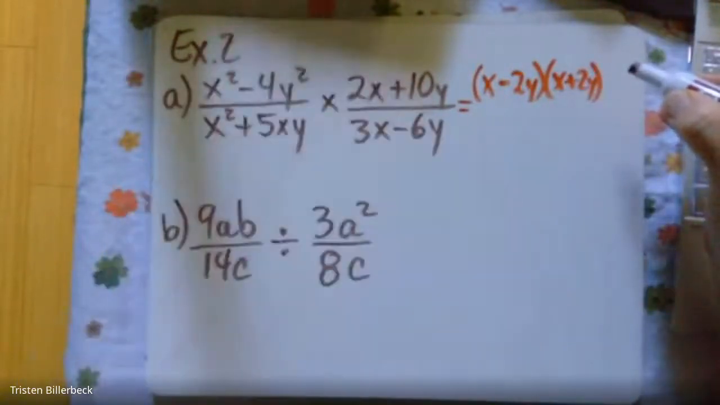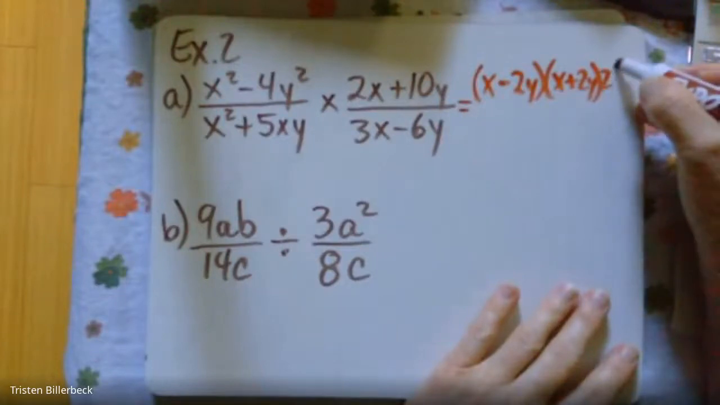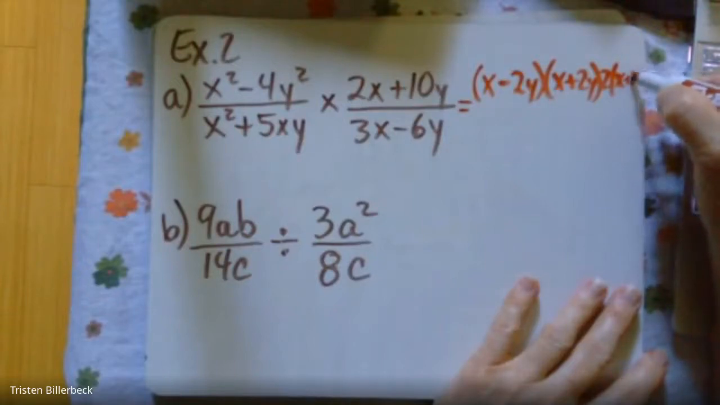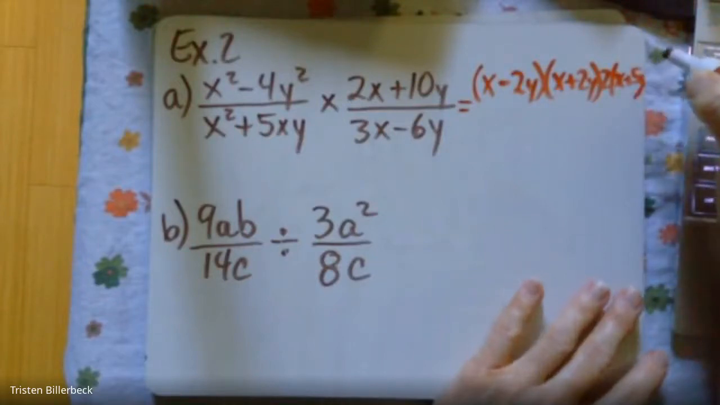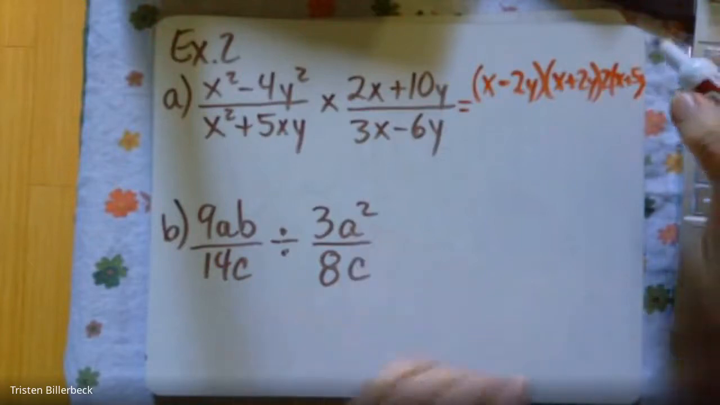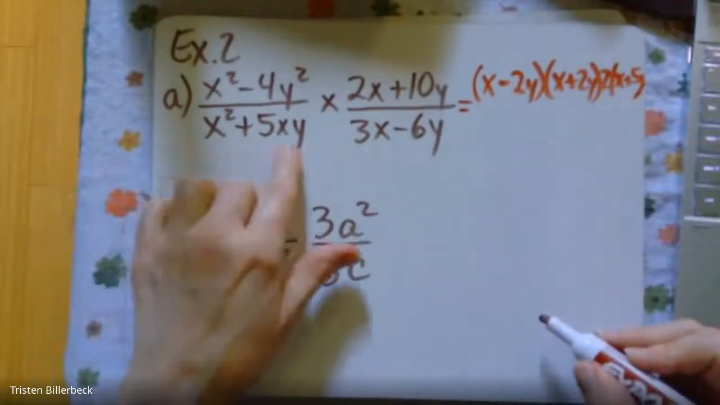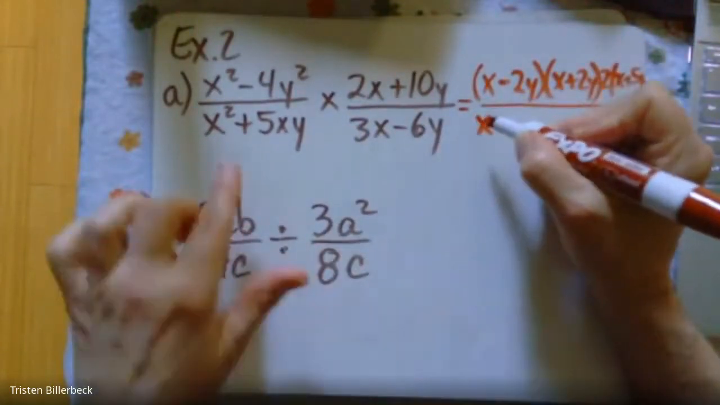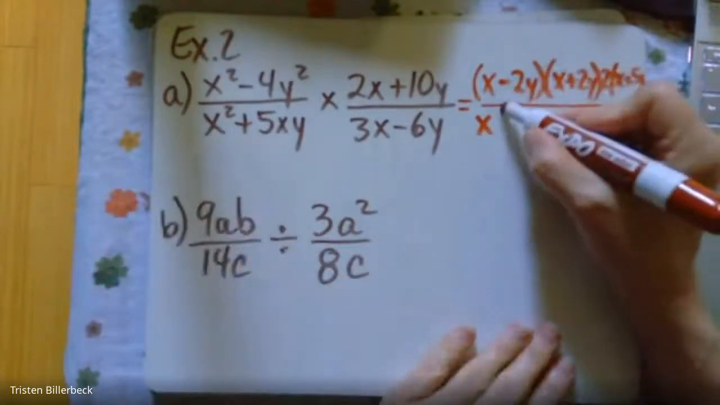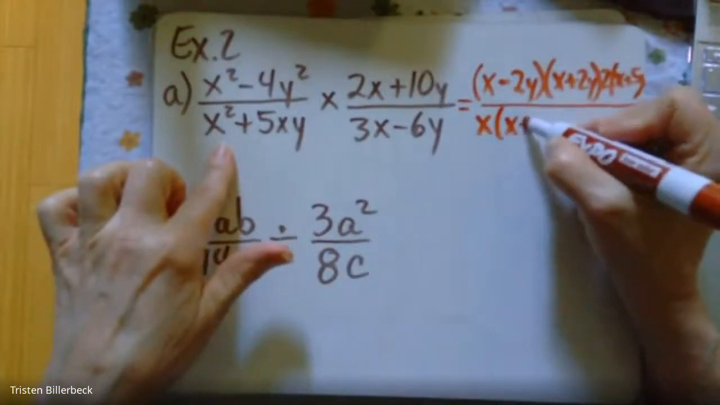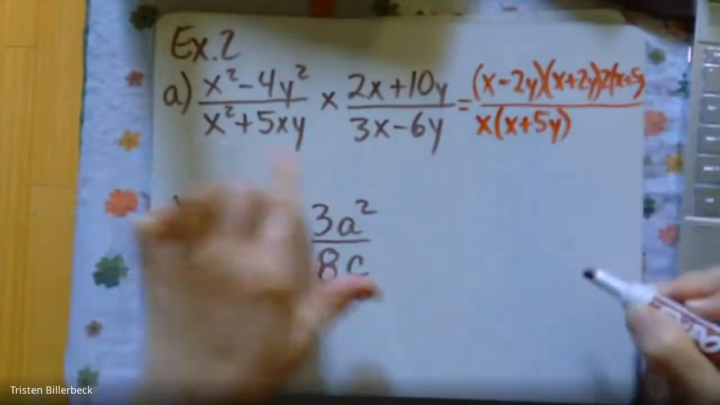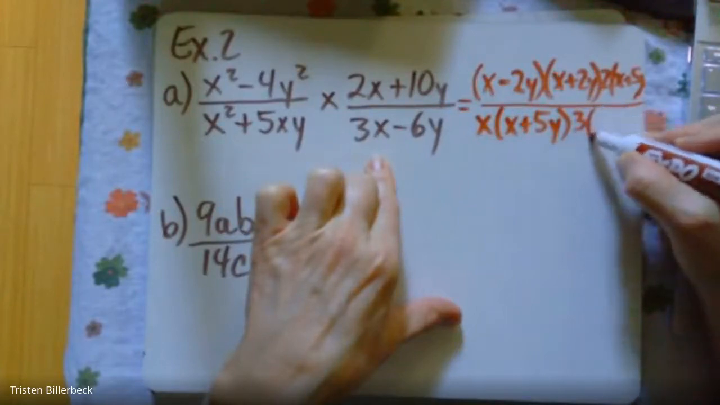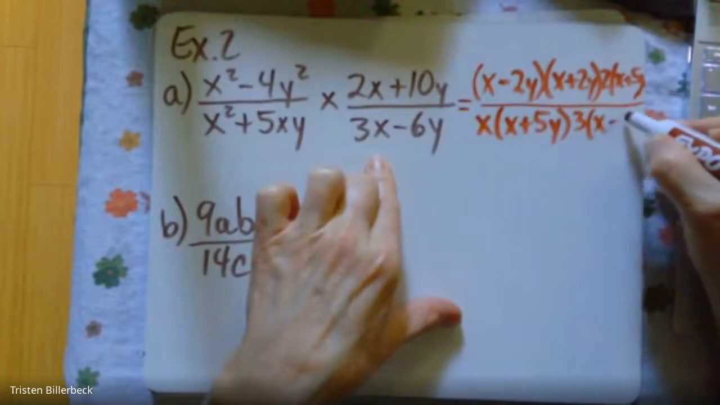And then this one, let's pull the 2 out of there. And that gives us x plus 5y. Now down here I can pull an x out. I'm pulling x out here because they both have an x. I have x plus 5y. This I can pull out a 3, and I have x minus 2y.